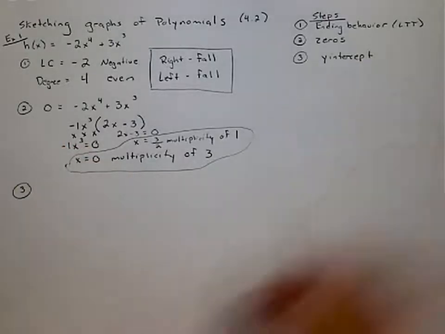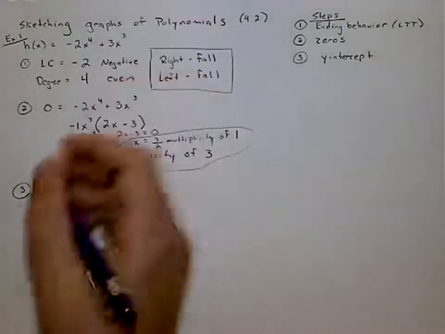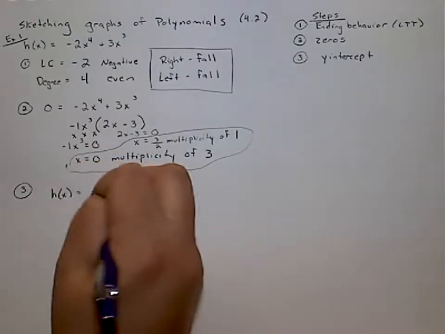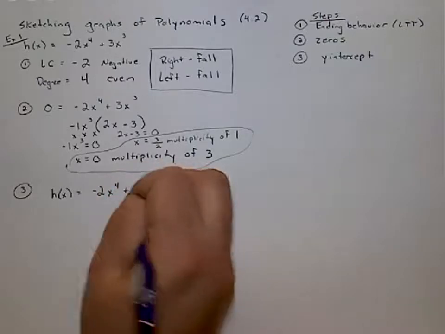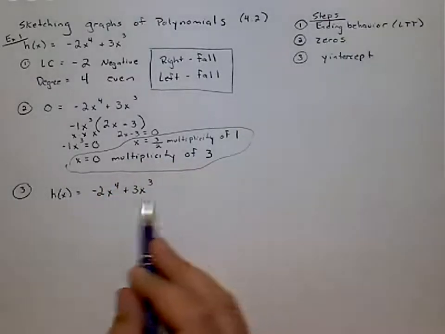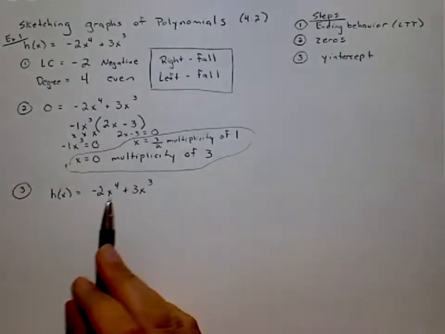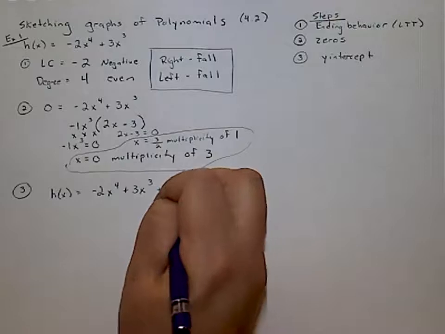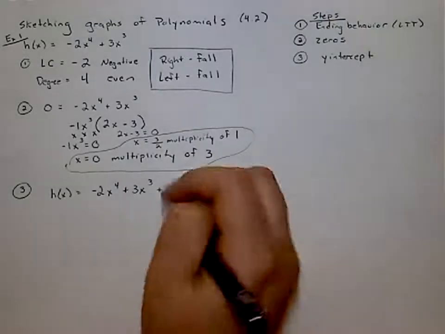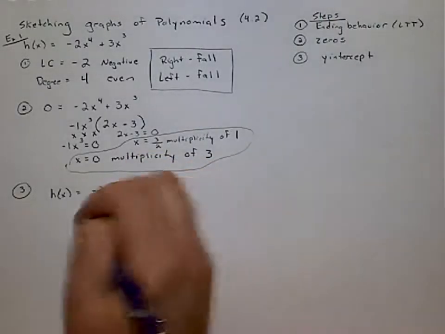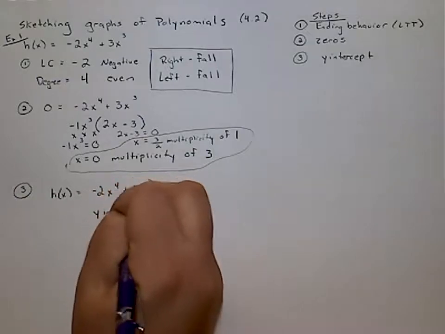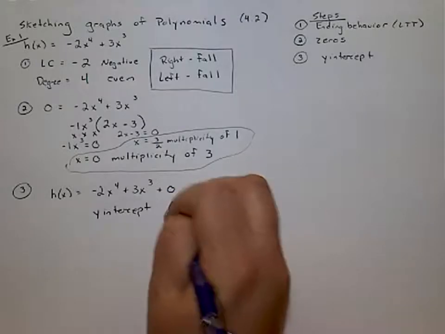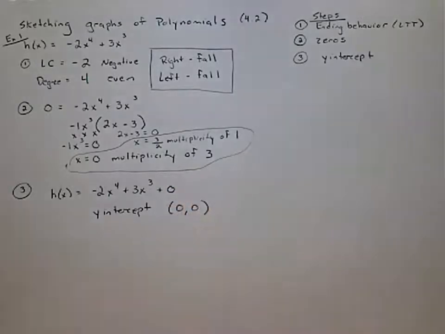Step 3, our y-intercept. I'm just going to write this here again: h of x equals negative 2x to the fourth plus 3x to the third. Now, is there a constant term here? There is not one shown. What we could do is add 0 onto the end of it. So our constant term is 0. So our y-intercept is the point 0, 0.